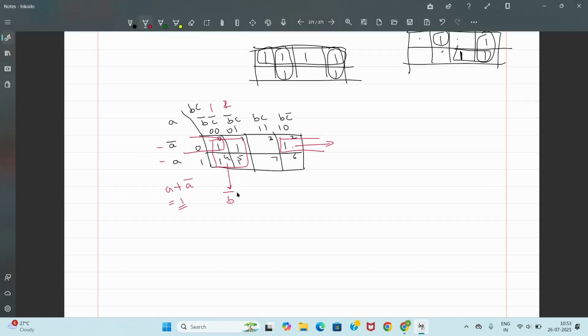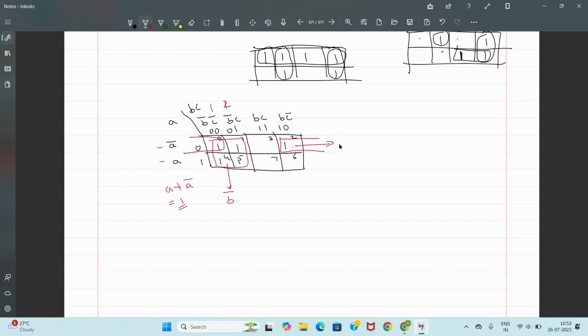So I'll repeat again. If I take the row numbers, you don't have a common variable, so don't write it. When I look at the columns, B bar is common in both columns, so I'll write only B bar. So this becomes the answer for the first group.